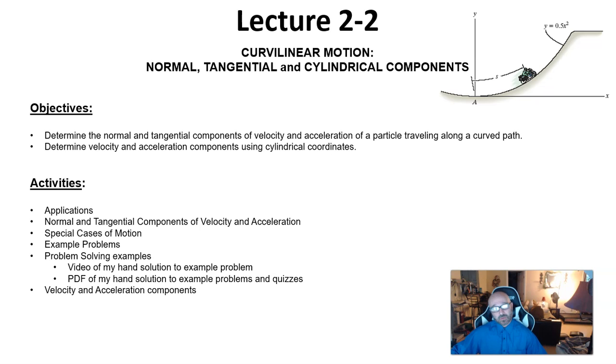The second lecture within Module 2 deals with curvilinear motion, normal, tangential, and cylindrical components. Objectives for this lecture: determine the normal and tangential components of velocity and acceleration of a particle traveling along a curved path. We also want to determine the velocity and acceleration components using cylindrical coordinates. So how do we do this now that we're dealing with different variables for our cylindrical coordinate system?